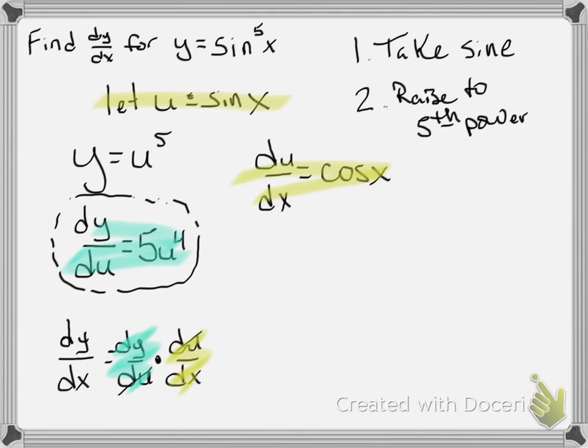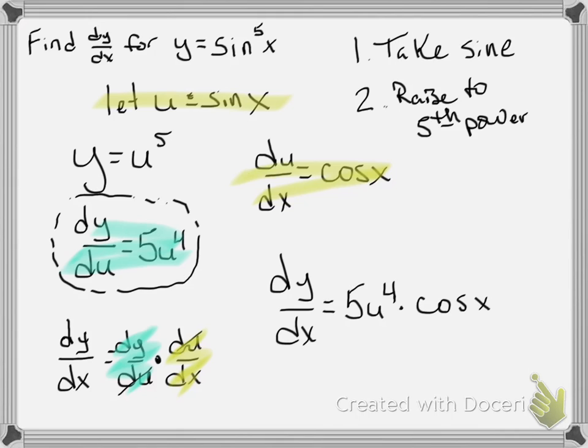So putting it all together, dy/dx, the thing that I'm looking for, will equal dy/du, highlighted in the turquoise greenish, 5u to the fourth, times du/dx, highlighted in the kind of gross yellow, cosine of x. I've got my derivative, because that 5u to the fourth is dy/du, and that cosine of x is du/dx. So when I multiply them together, I get dy/dx.